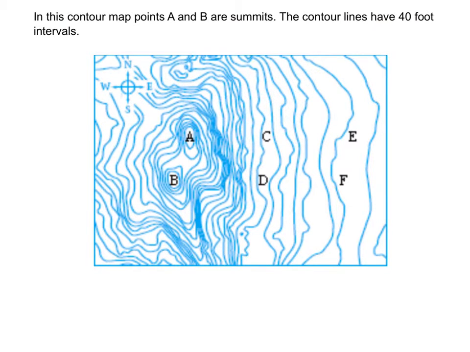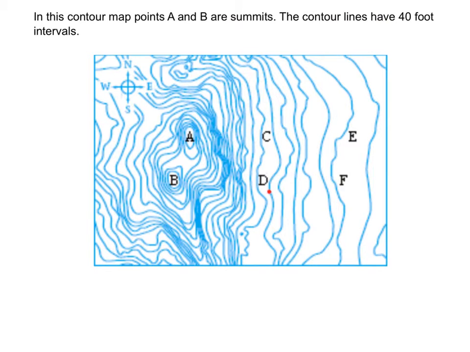The next question is, are you going to change more in elevation by declining from B to D, or declining from D to F? Well, if we look at the decline from B to D, we see many contour lines. And each time we pass a contour line, we are dropping 40 feet in elevation. So as you can see, from B to D, there are many more contour lines than from D to F.